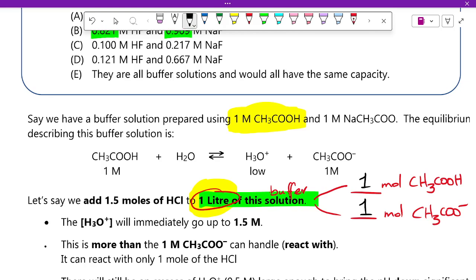And now we're going to add 1.5 moles of HCl. Is this within the buffer's capacity, or have we gone past the buffer's limit? We exceeded it because we only have 1 mole of base to react with all the 1.5 moles of acid. So we're going to end up with 0.5 moles of H plus in excess.